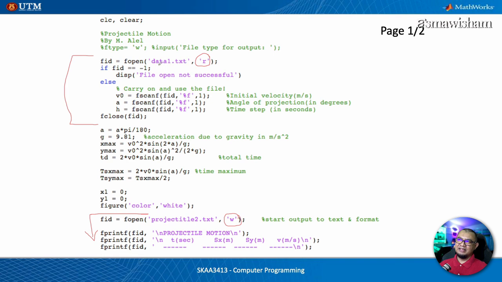Whereby this data1.txt file, inside this file, is where you have the input data: 1.02, and then you have the angle 30, and then you have the velocity 100, for example. Inside this file, you have these values.